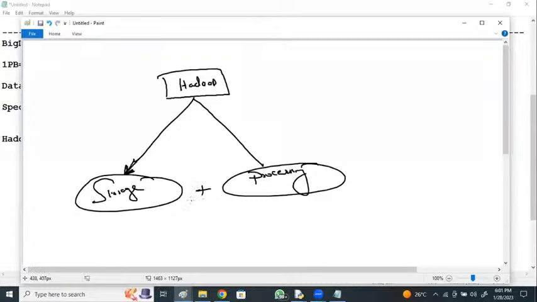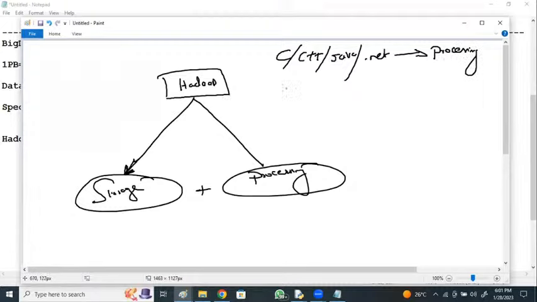Storage plus processing, right? If you talk about any technology, they perform either storage or processing. If you talk about C, C++, Java, .NET, all these are meant for processing. And if you talk about Oracle, MySQL, DB2, all these are meant for storage. They are meant for either storage or processing. But Hadoop performs both storage and processing.